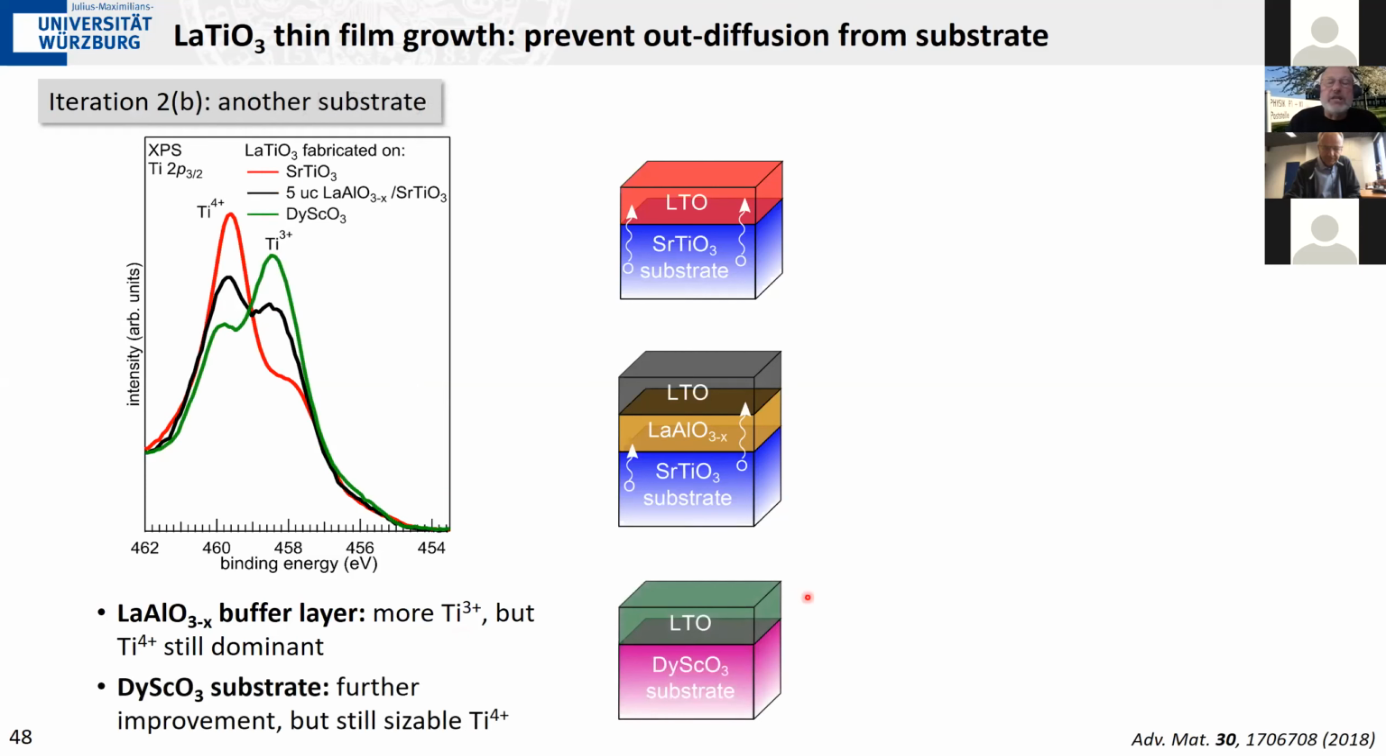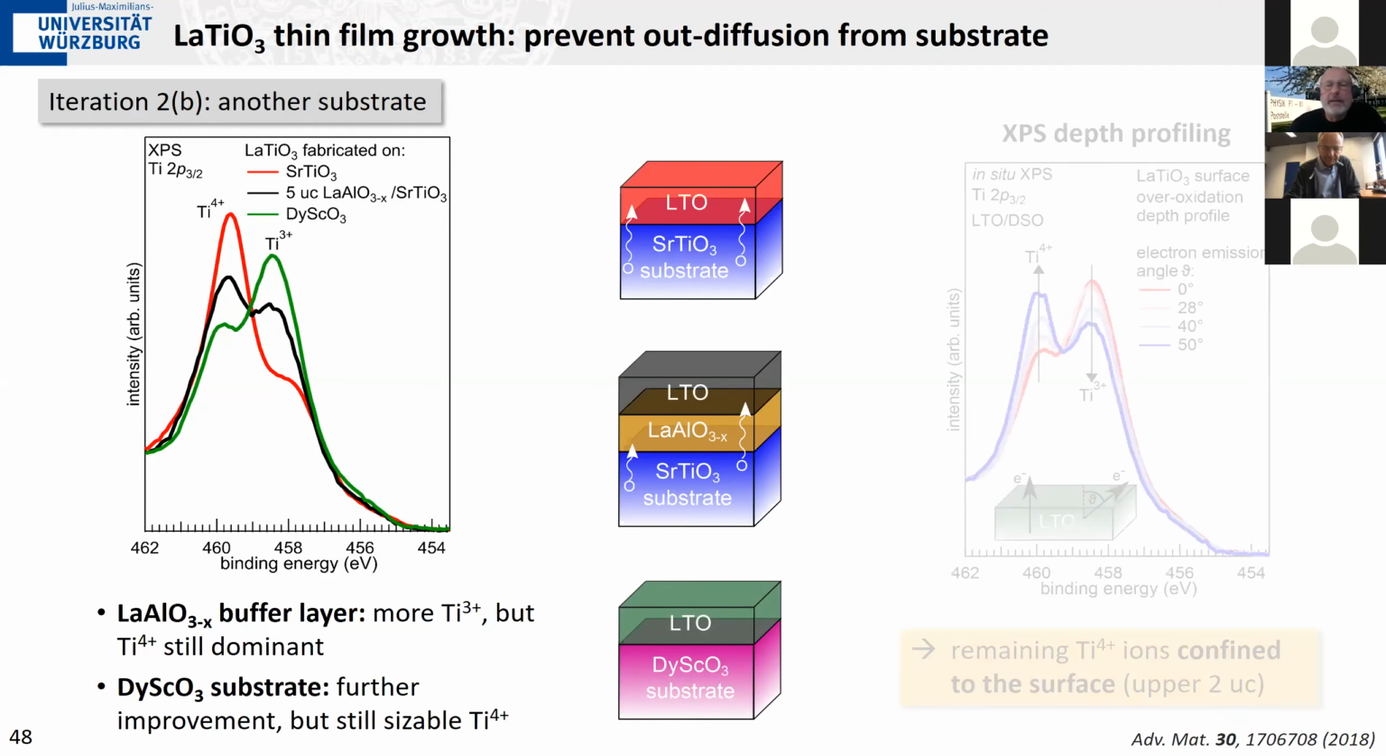So maybe we just use a different substrate that has a more or less similar lattice constant. Here we use dysprosium scandate. It's a material that does by far not produce oxygen vacancies, or like to form oxygen vacancies, as easily as STO. And if we use DSO, you can see it does indeed go even further. Now finally our 3+ signal, the 3d1 configuration, dominates our spectrum, but there's still a sizable amount of 4+.